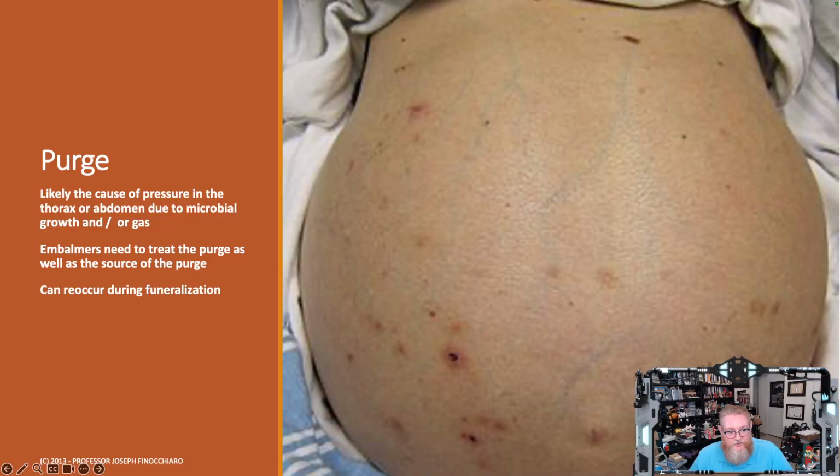This can reoccur during funeralization, so an ounce of preventative is worth a pound of cure. Do not be afraid to re-aspirate and re-inject prior to dressing and cosmetizing, just to try to stop any bad things from happening, and do not be shy in packing the nose and throat to prevent anything from coming out.